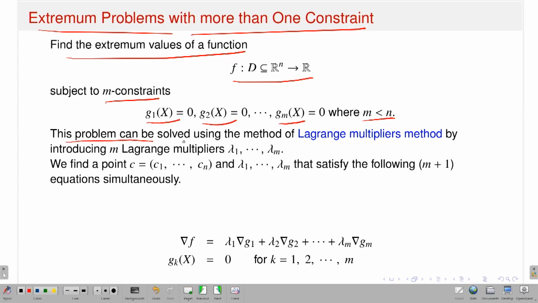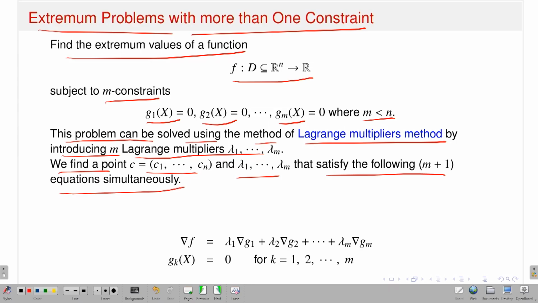This problem can be solved using the method of Lagrange multipliers by introducing m Lagrange multipliers lambda 1, lambda 2, up to lambda m. That means, when I had one constraint, I had one Lagrange multiplier. Now, if I have m constraints, we have to introduce m Lagrange multipliers. So, we find a point c = (c1, c2, ..., cn) and lambda 1, lambda 2, ..., lambda m, which satisfy the following equations simultaneously. Earlier you had the number of variables plus 1. Now you have m constraints, so you have lambda 1 through lambda m, and we will have n plus m equations.